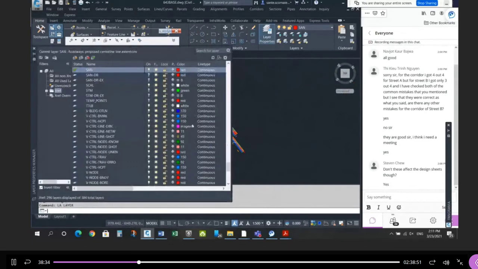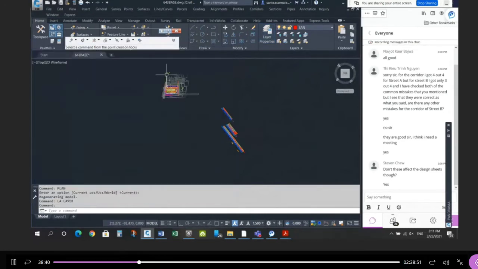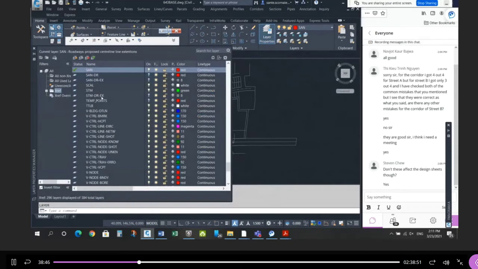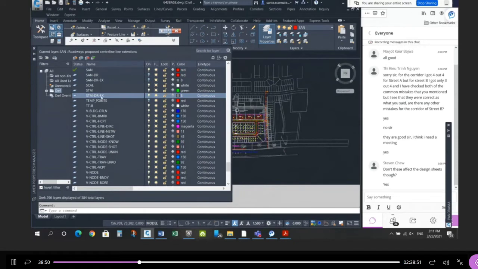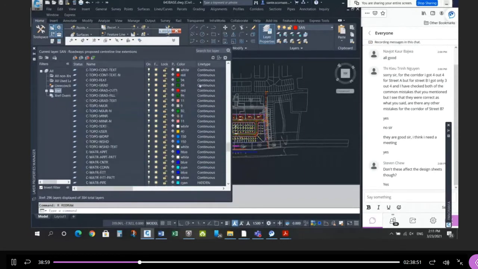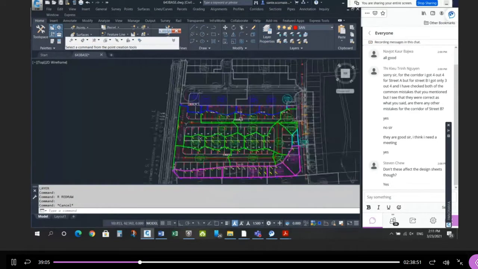And I'll show you my sanitary, my storm drainage. Storm drainage proposed, I believe. Storm DR, where's my storm? Oh, maybe I froze it, sorry. Storm drainage. Okay, so these are my drains.